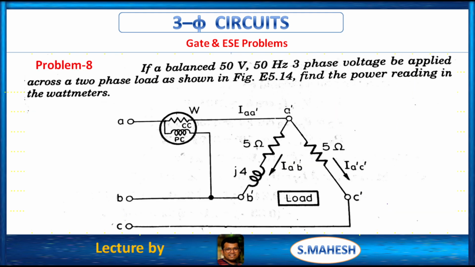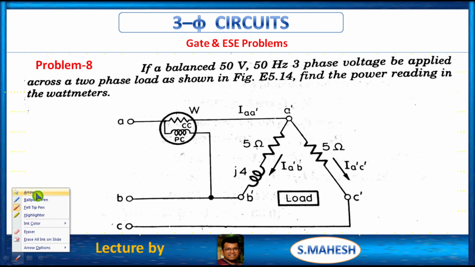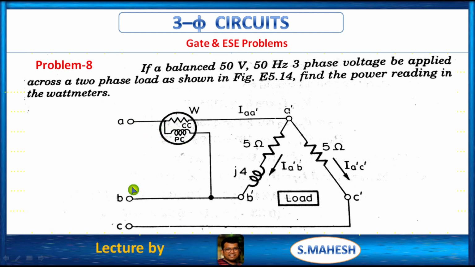Next problem is, if a balanced 50 volts 50 Hz 3-phase voltage is applied across a 2-phase load as shown in the figure, find the power reading in the wattmeter. That's it. So here the wattmeter is connected between A and B. Now we have to calculate the line voltage VAB and the IAA dash. Means to calculate the wattmeter reading, we have to get the line voltage between A and B and the series current, that is VAB into IAA dash.